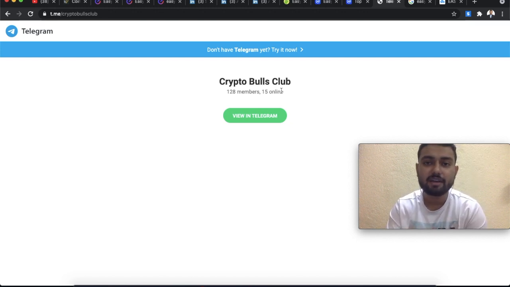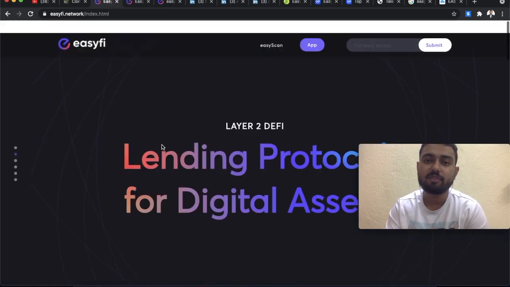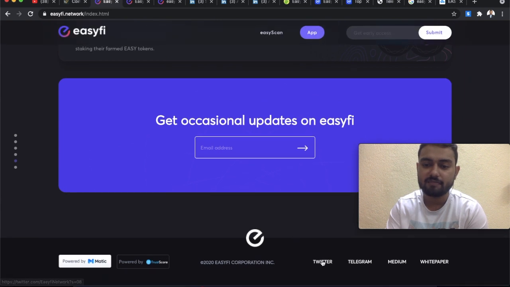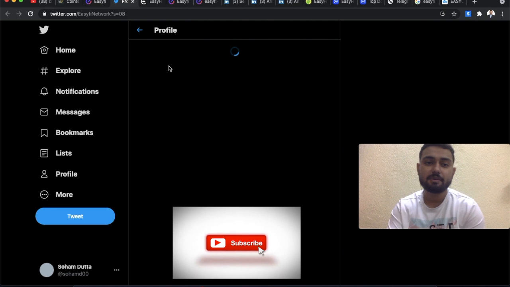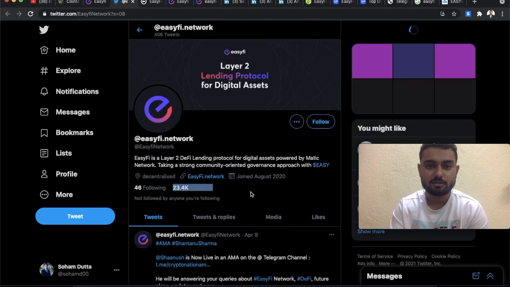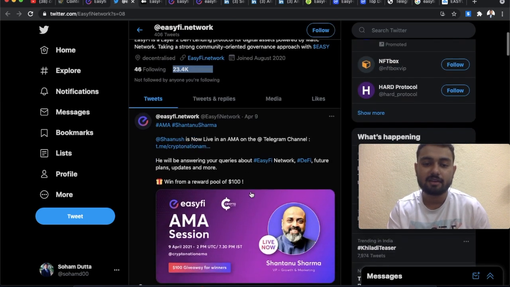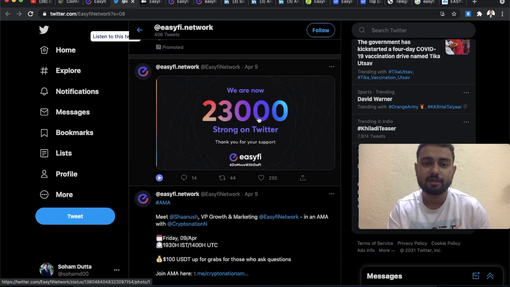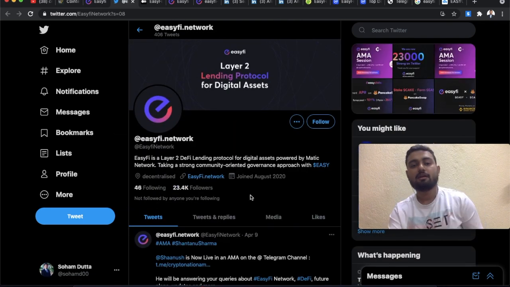Next, what we need to identify is their online presence. To identify their online presence, we'll go to their website. On the website at the bottom, they have 3 channels: Twitter, Telegram and Medium. Let's first open Twitter and then Medium, right? So on Twitter, what is their presence? Let's have a look. On Twitter, they have around 23.4 thousand followers. That's kind of okay considering that they opened just about 6 or 7 months back. So that's a pretty decent number on their Twitter, right? They recently celebrated 23,000 followers on April 9th, which was around a day back. So yeah, they have been growing pretty well as far as Twitter is concerned.